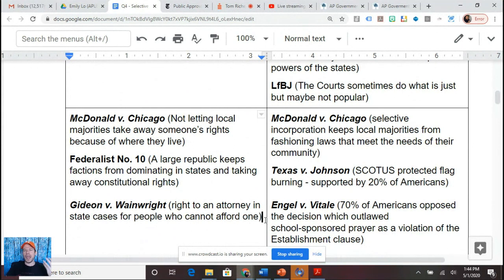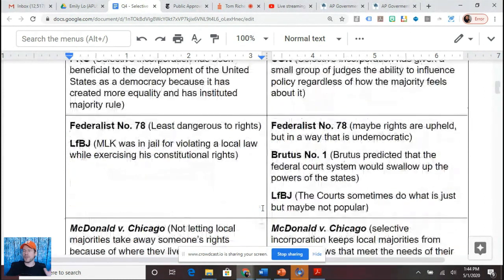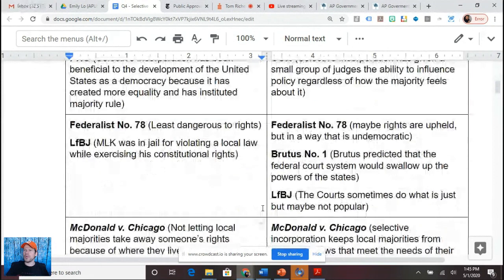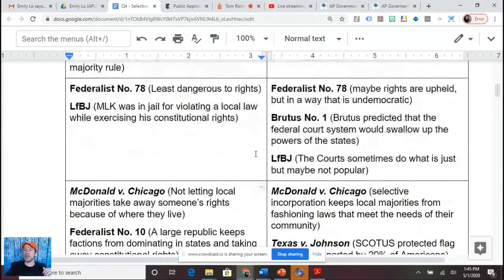Okay, so Gideon has the same ability to defend himself, to get legal advice, as someone who can afford it. You could define democracy in those terms. So remember that you're a little bit flexible about how you define it. Now, note here that Martin Luther King was in jail for violating a local law while exercising his constitutional rights. And so if we're thinking about the Supreme Court making sure that people's rights are honored everywhere, regardless of where they live, we could use the letter from Birmingham jail for that.